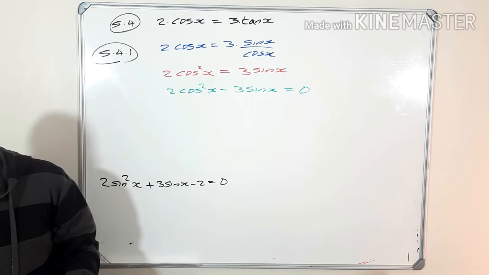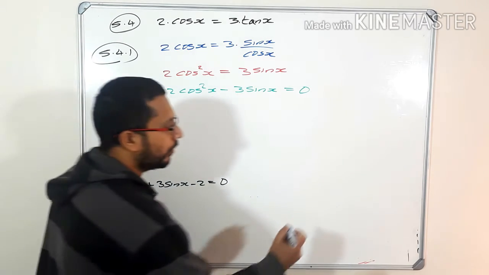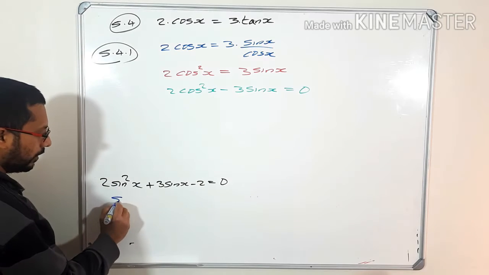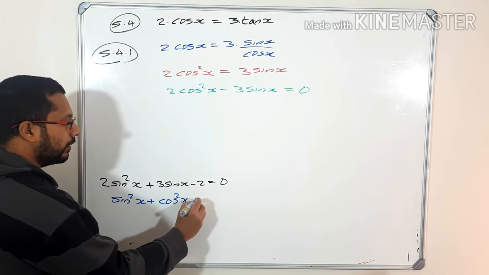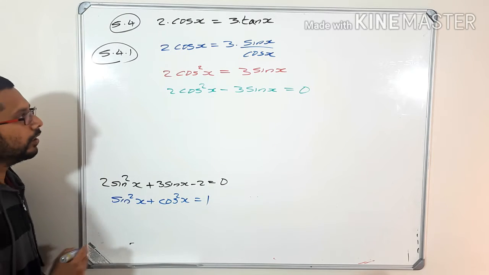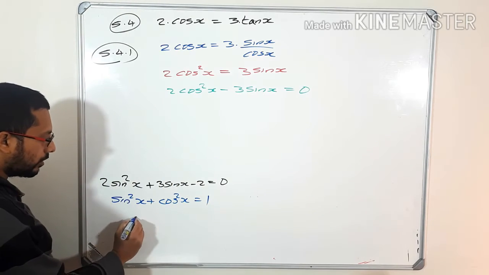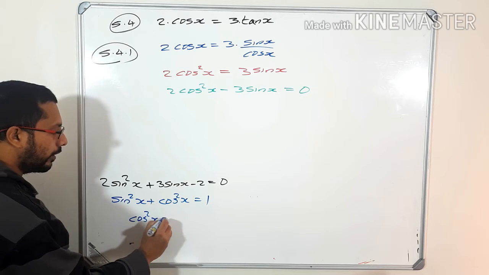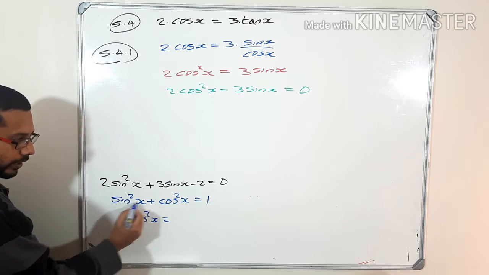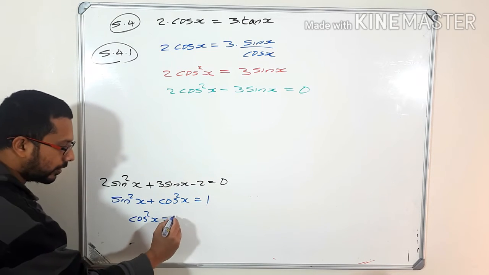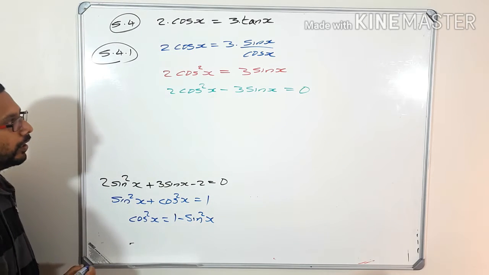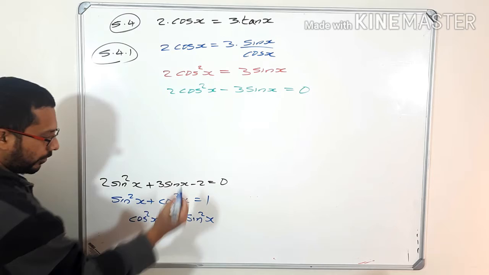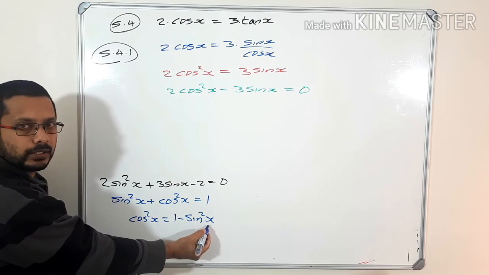Yeah, in grade 10 you studied sin squared x plus cos squared x, the answer is 1. Okay, so what is cos squared x? Instead of cos squared x, you can write, take this sin squared x to the other side, so it is 1 minus sin squared x. So instead of this cos squared x, what can you write? 1 minus sin squared x.